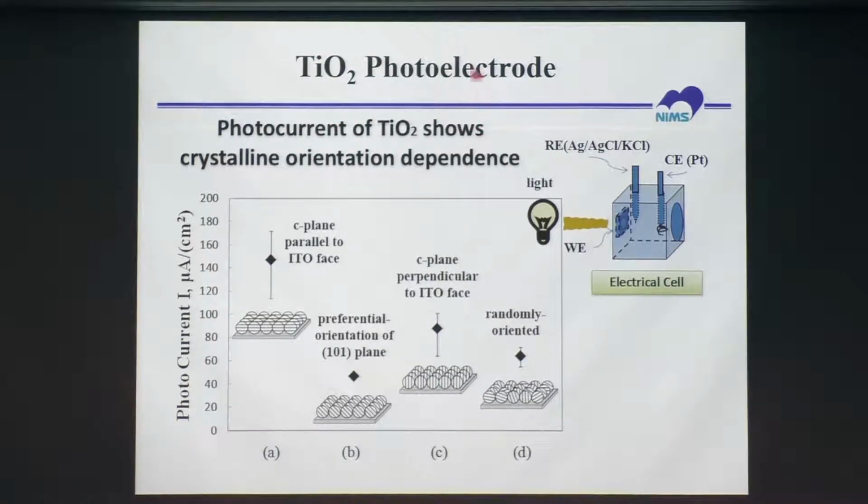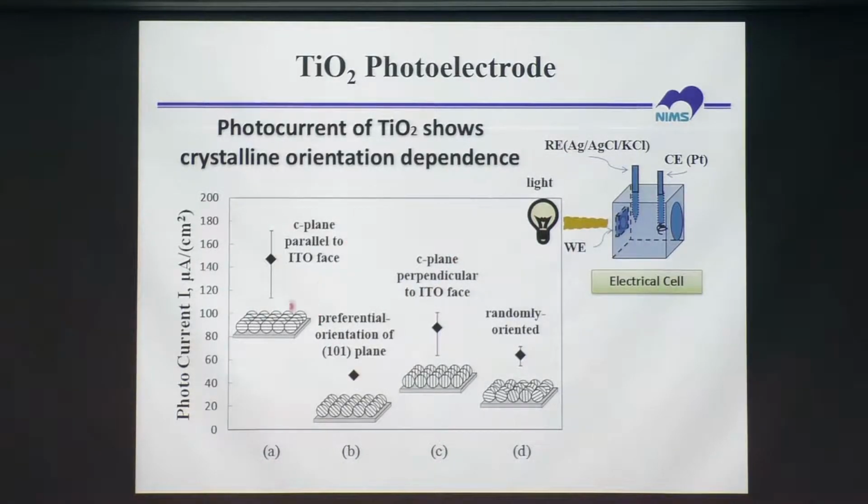TiO2 also shows photoelectrode property. So by controlling microstructure, we could demonstrate that the photocurrent shows improvement depending on the crystalline-oriented direction.